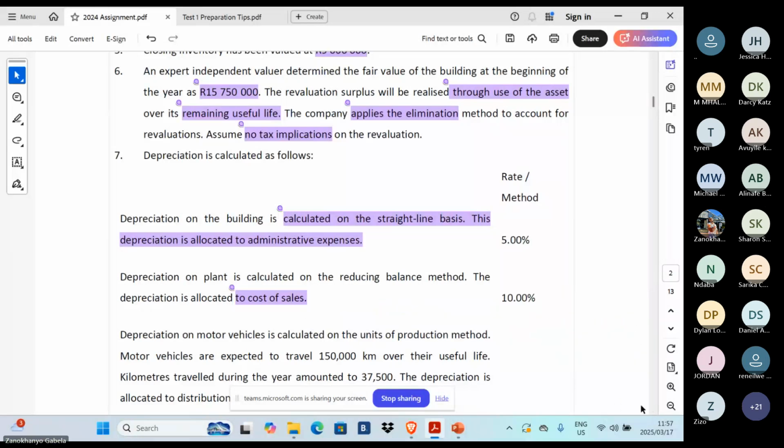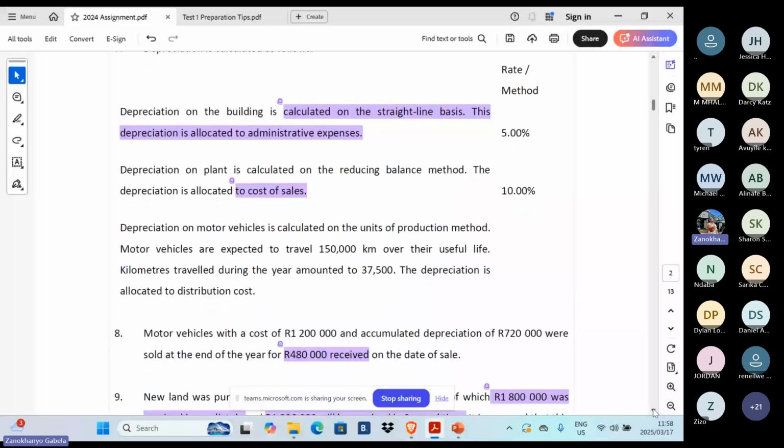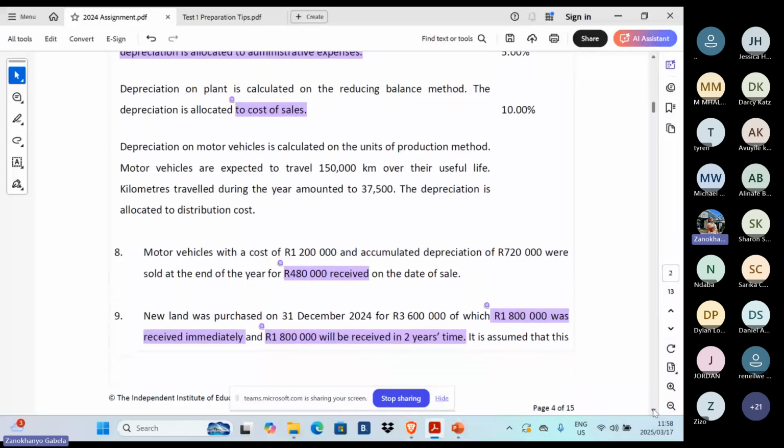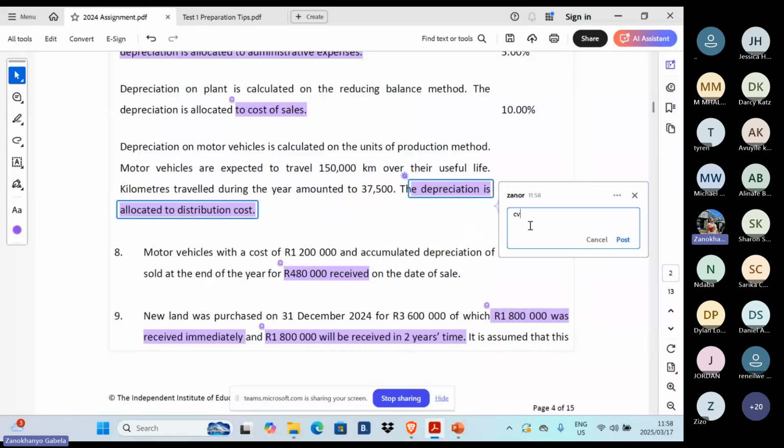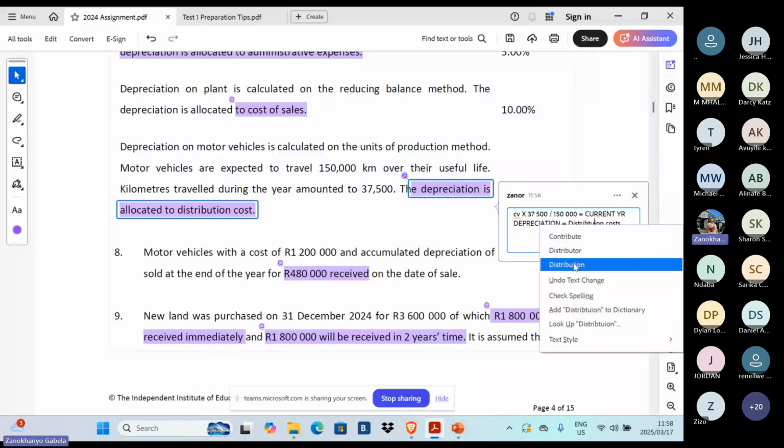And then depreciation on motor vehicles is calculated using the units method, and this depreciation is allocated to distribution costs. There's nothing too difficult on that one. The kilometers traveled during the year are given. So you simply take the carrying value multiplied by 37,500 divided by 150,000 to get the current year depreciation. And where do we add it? We add it to distribution costs. Perfect.